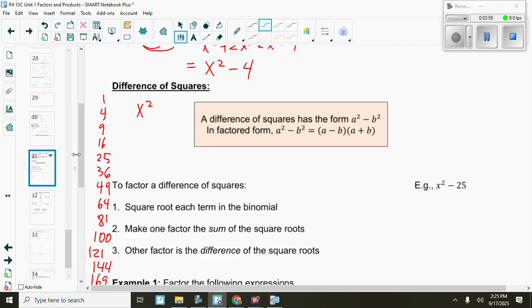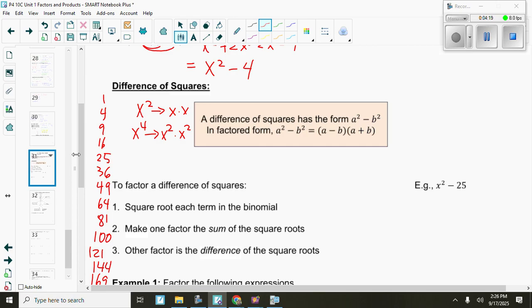The other ones you want to look for are variables. x squared is a perfect square, right? If I took the square root of it, it would just be x times x. If it was x to the power of 4, this is also a perfect square, because this becomes x squared times x squared.